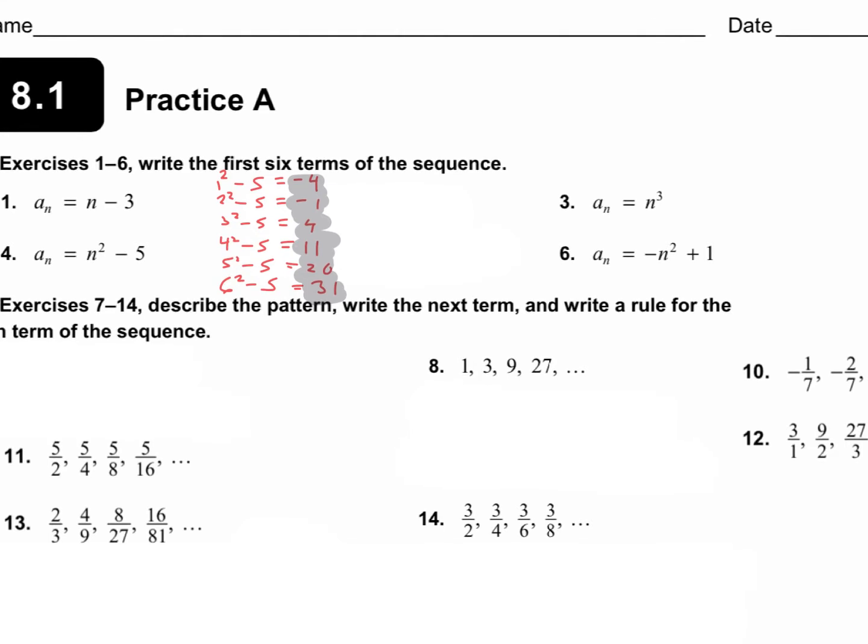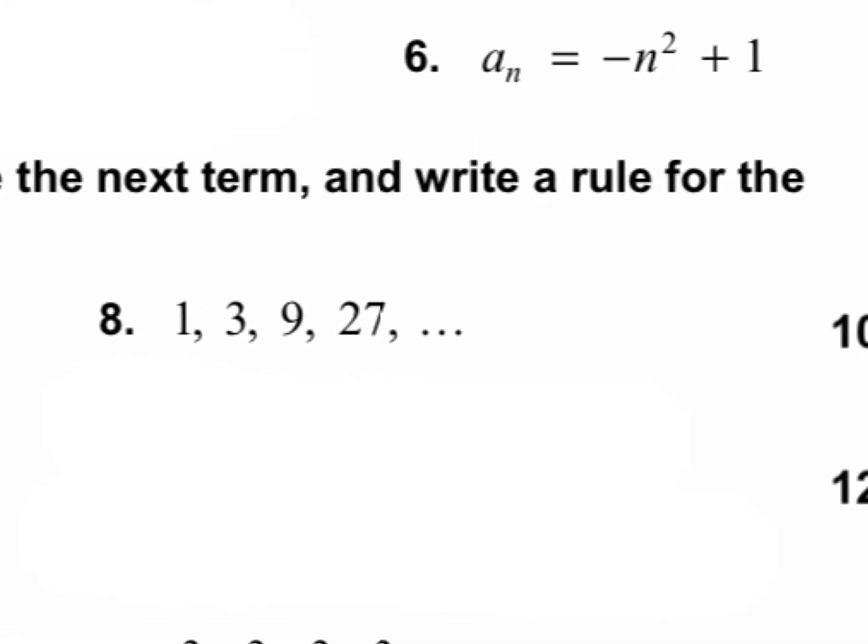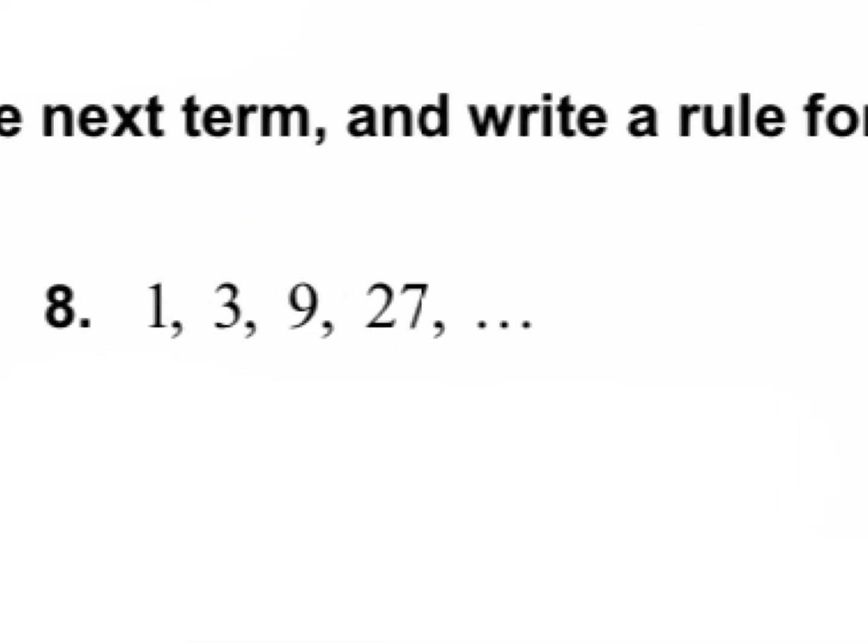We have to describe the pattern, write the next term, and write the rule for the nth term of the sequence. So the first thing we want to do is write the rule. What are we doing to go from 1 to 3? Multiplying by 3. And from 3 to 9, we're multiplying by 3. 9 to 27, multiplying by 3. So to write our rule, what would that be?